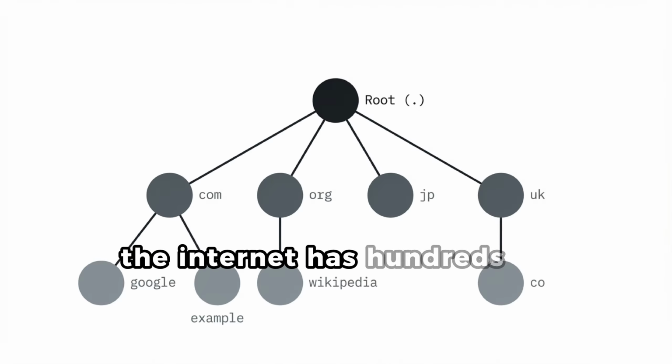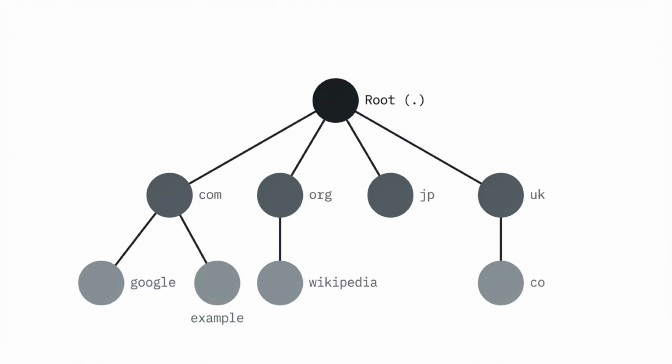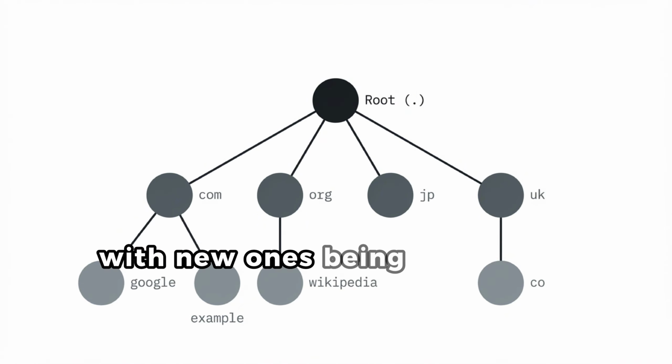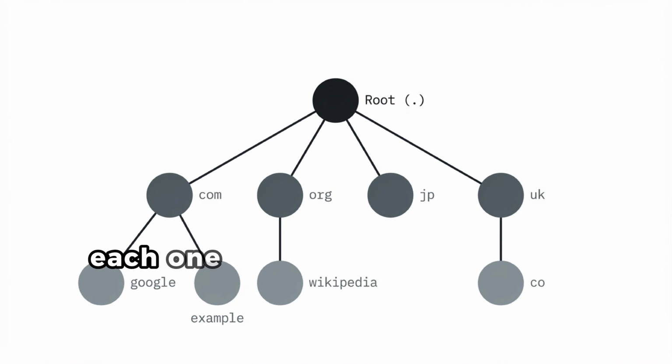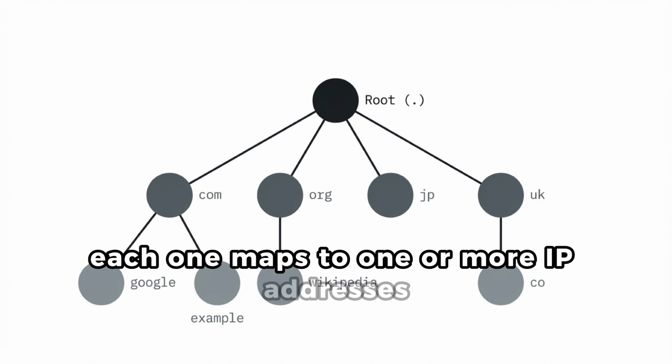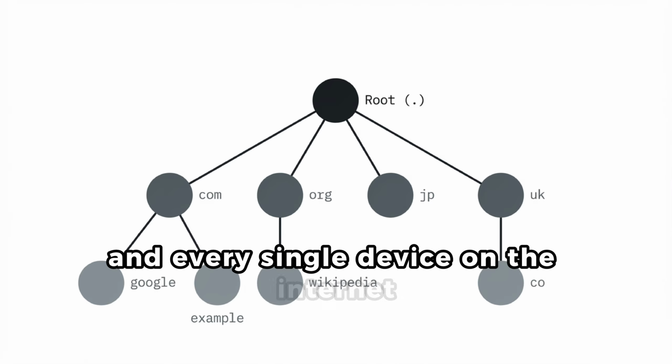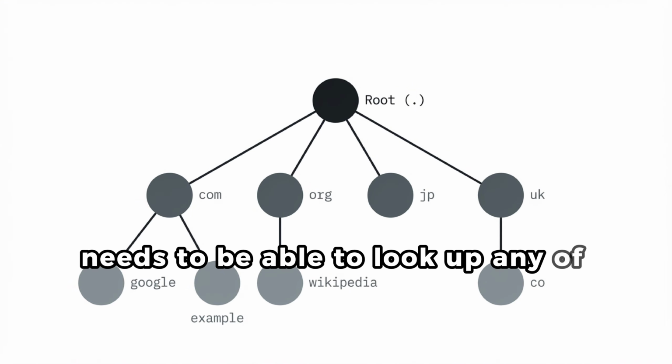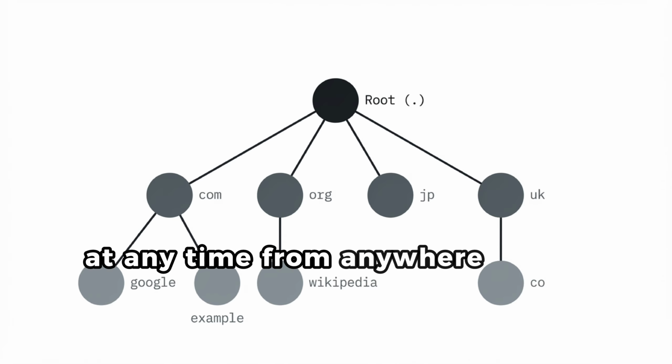The internet has hundreds of millions of domain names. Google.com, Wikipedia.org, BBC.co.uk, and on. Hundreds of millions of them, with new ones being registered every day. Each one maps to one or more IP addresses. And every single device on the internet needs to be able to look up any of them at any time, from anywhere in the world.